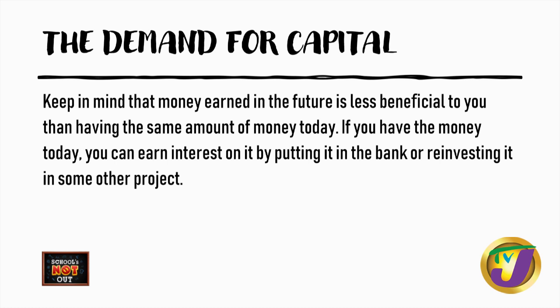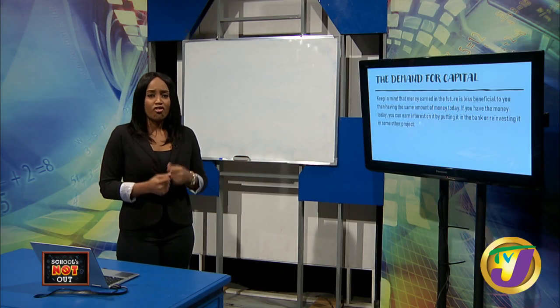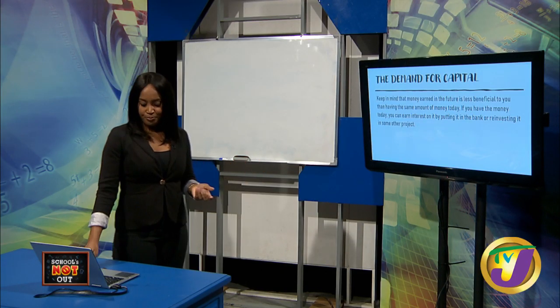All right, so keep in mind that the money earned in the future is less beneficial to you than having the same amount of money today. So if somebody promises to give you $1 million in 20 years' time, that same amount of money might not be as beneficial in 20 years as it would be to have it right now. So you can earn interest on that money. If you are given it today, you can earn interest by putting it in the bank. So it might be beneficial for you to have the money now. And besides, we all prefer to have money right now than to have money in the future.